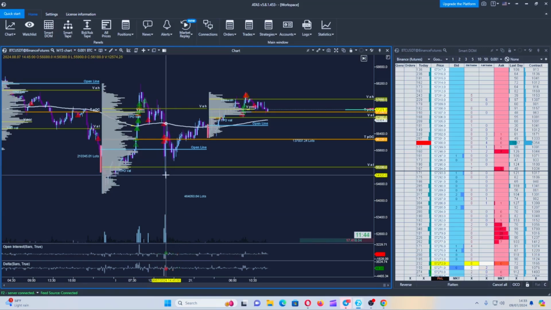So we've had one liquidation here. We've had one liquidation there. You trade from there to there. You trade from there back up to this area here.